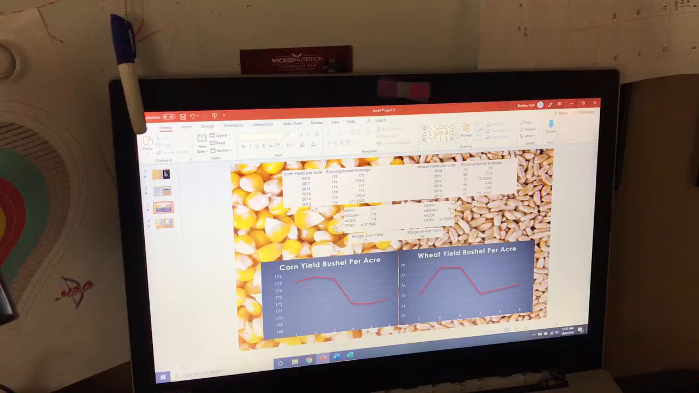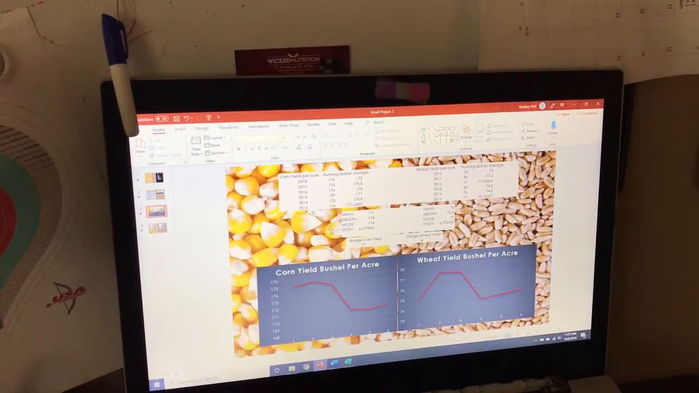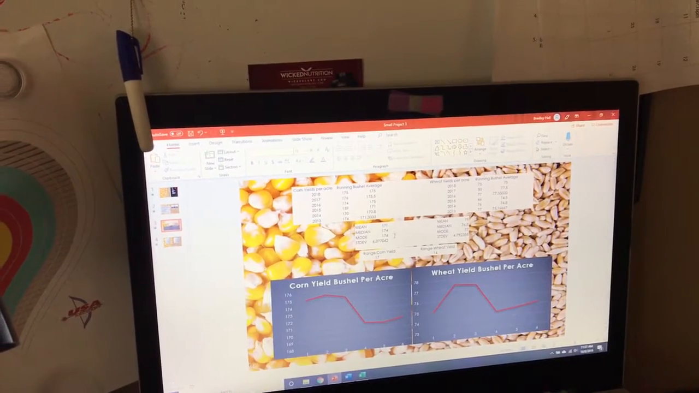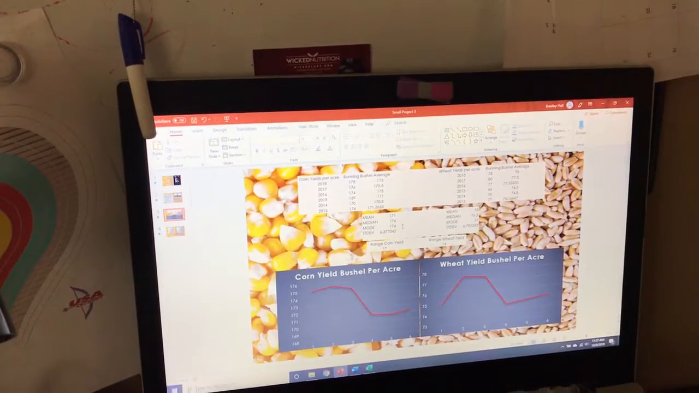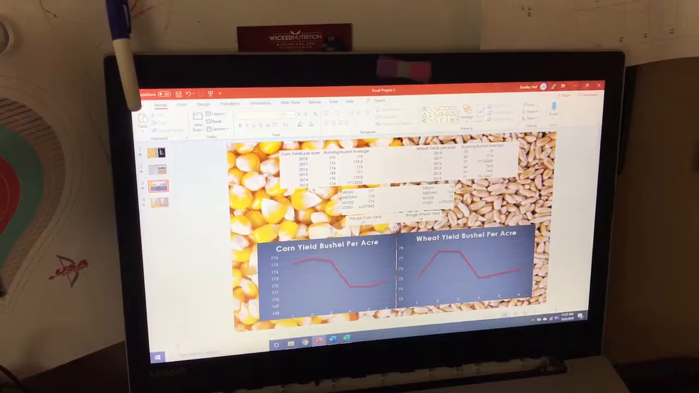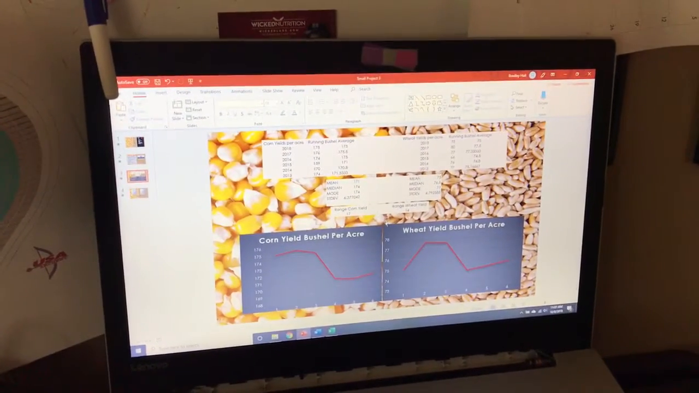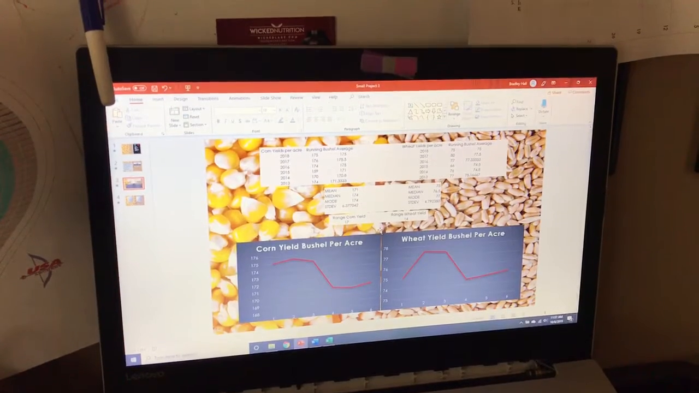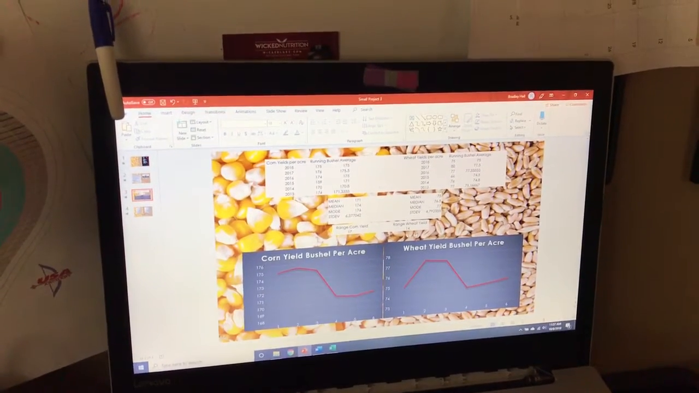Then we get into the mean, median, mode, and the standard deviation. You can see that the numbers are running pretty much the same as well. I did those numbers, and the range for the corn yield was 17 and for the wheat yield was 14.